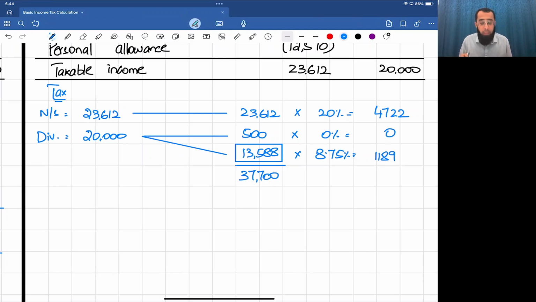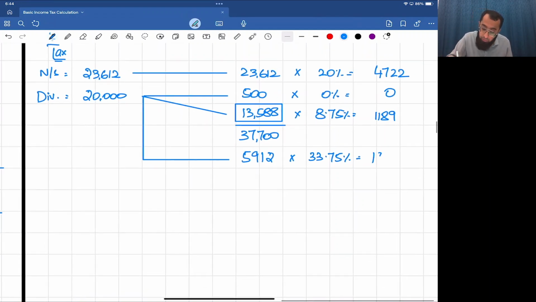it is 1,189. How much is the dividend remaining now? That will be taxed at higher rate band. 20,000 minus 13,588 and minus 500. So it's 5,912. Higher rate of tax for dividend is 33.75%, which gives us 1,995. Here you go. That's your tax liability.